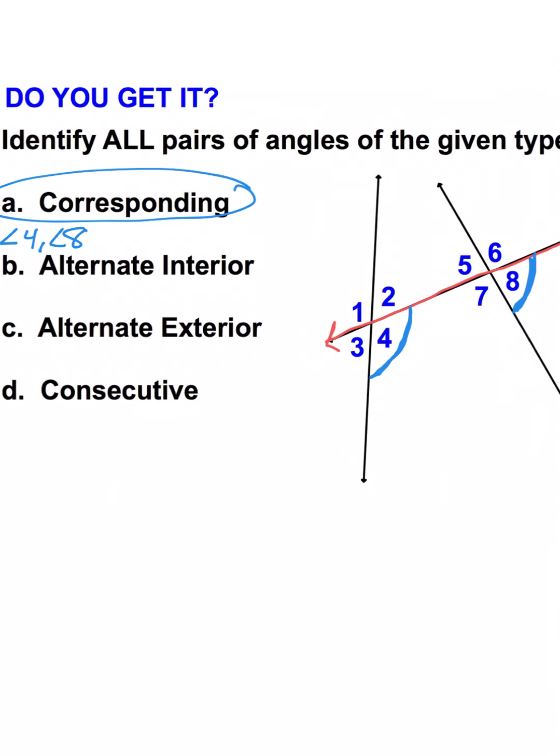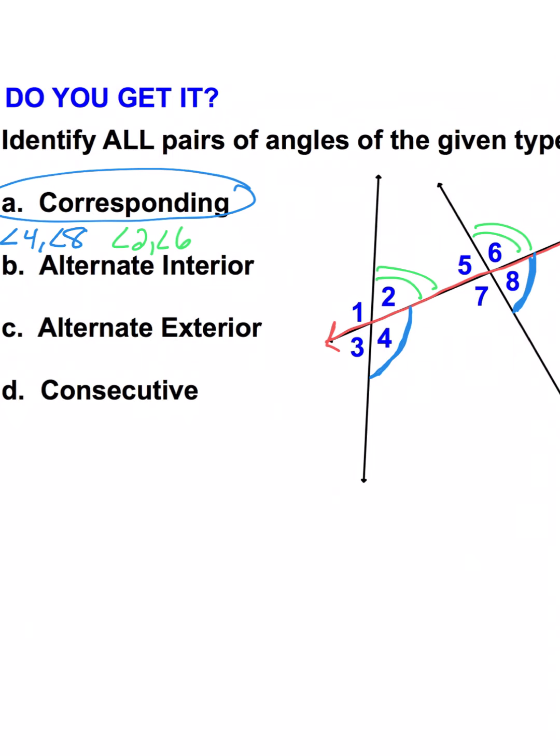Okay, so let's take a look now at angle 6. Angle 6 happens to be above and to the right. Angle 2 is also above and to the right. So those are also a pair of corresponding angles. We should have a total of 4.